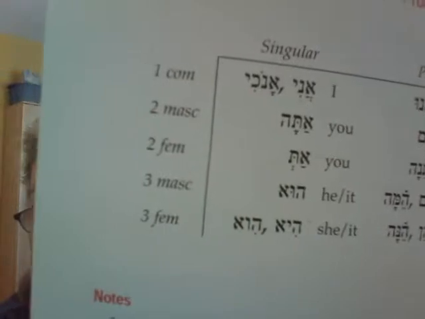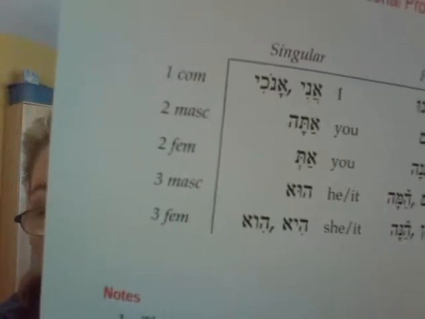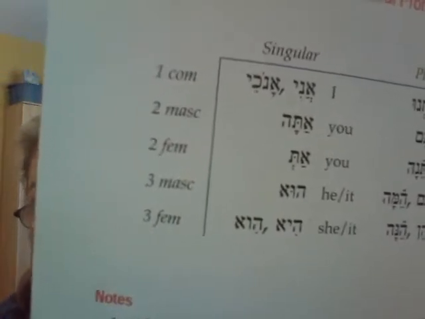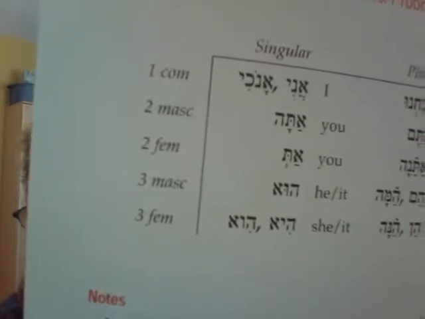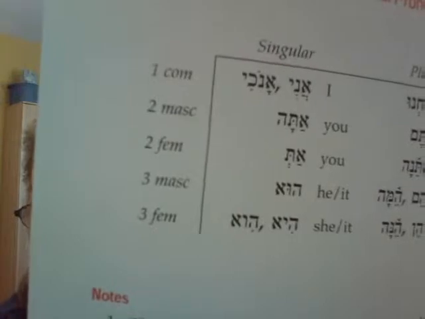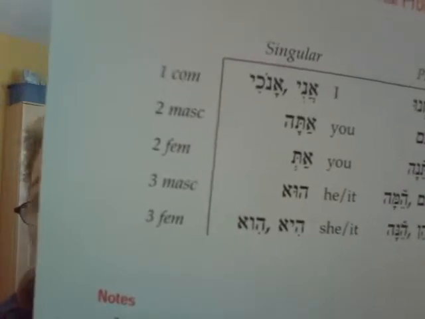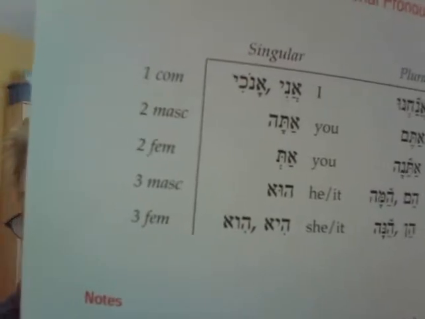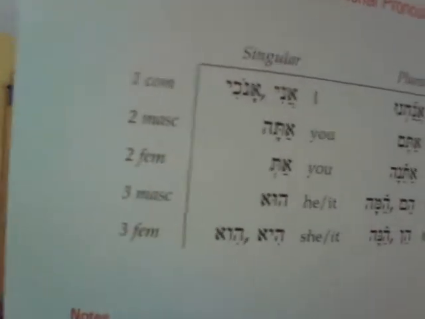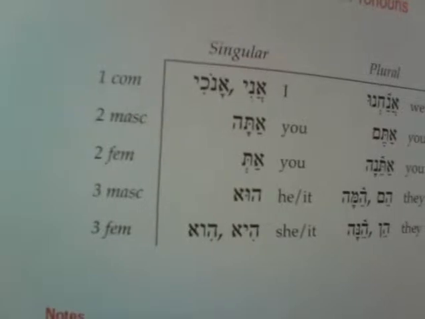The hey, yod, aleph, that is the most common form that you'll find of the third feminine singular, she or it. The hey, vav, aleph, you will only find that form used in the Pentateuch. It's not used in any of the other books of the Bible, but you will need to memorize both forms.